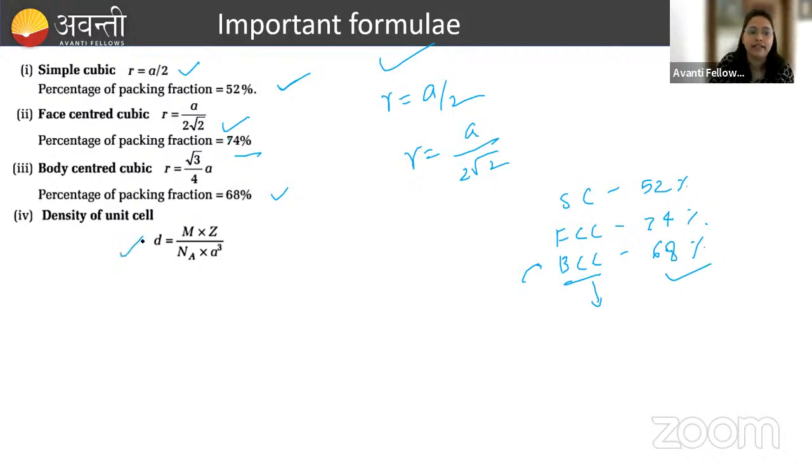If we need to calculate the density for a unit cell, then this is the formula. D is equal to Z times M divided by Na times A cubed, where M is the molecular weight of the given substance for which we are considering the unit cell, Z is the number of atoms present, Na is Avogadro's number, and A is the unit cell length of that given unit cell, right?